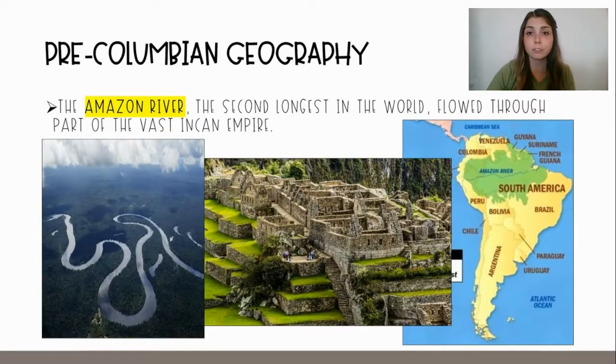The Amazon River flows through this area. It's the second longest river in the world, and it flowed through part of the vast Incan Empire. And you can see there on the map an aerial view of the Amazon River, as well as where it's located on the South American map on the right.